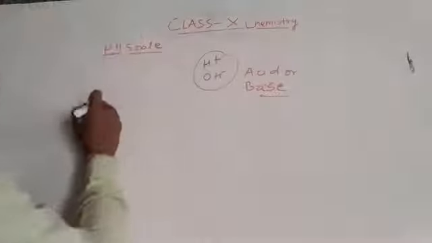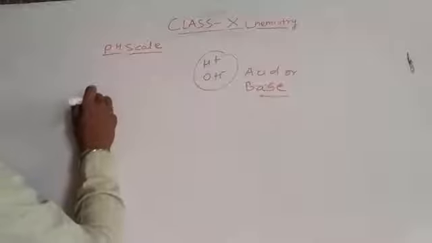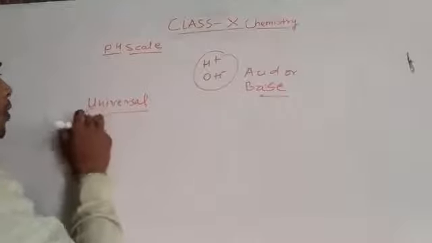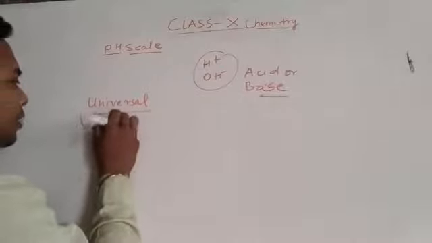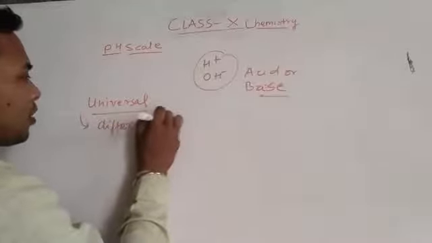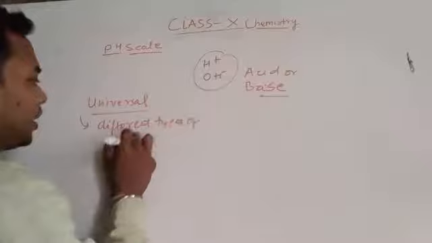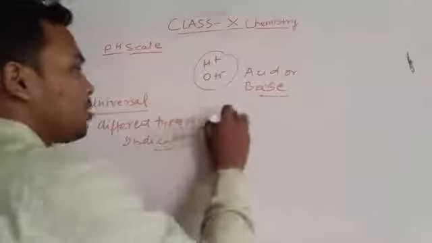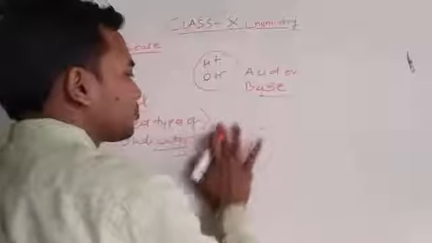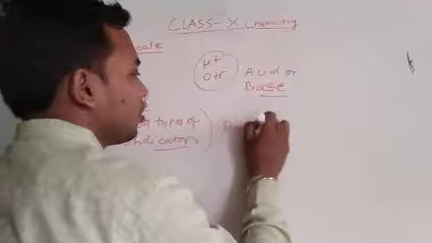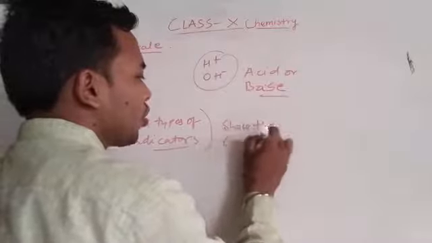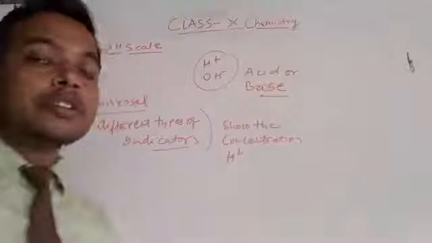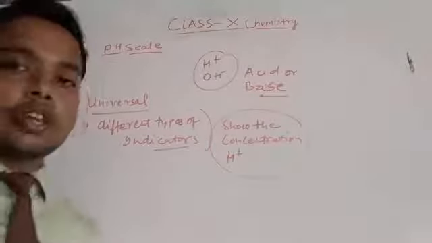We identify it with the help of universal indicator. It is a mixture of all indicators, a mixture of different types of indicators, which gives a color and shows the concentration of hydrogen ions in a solution.